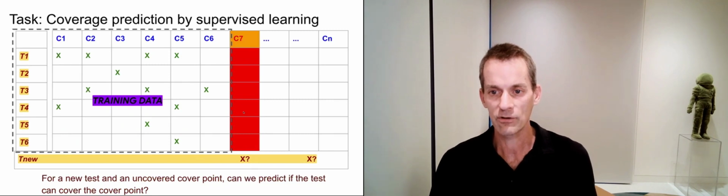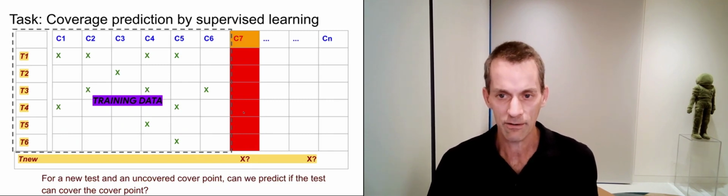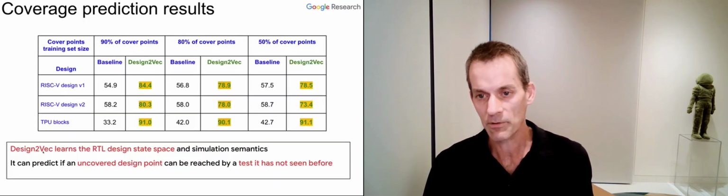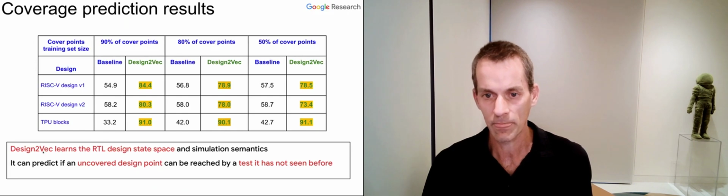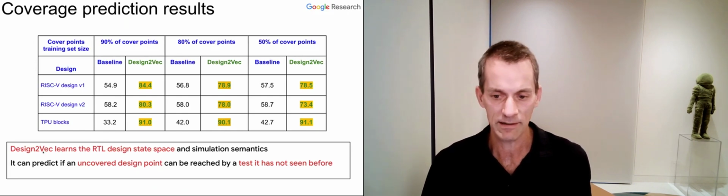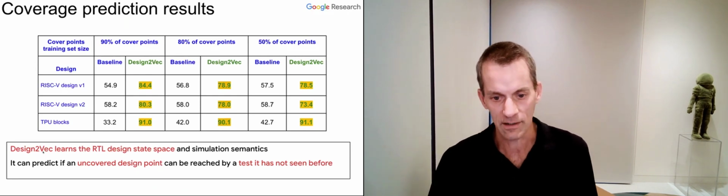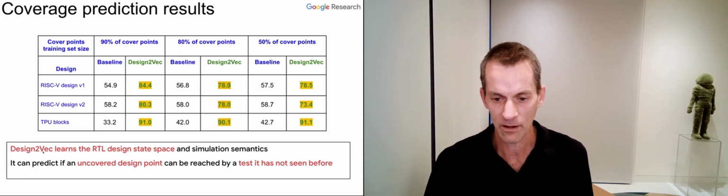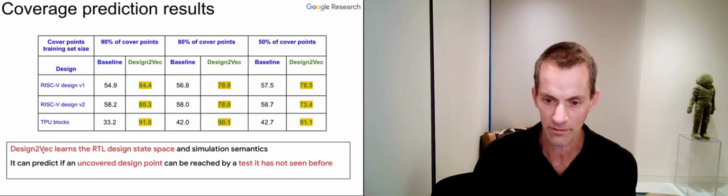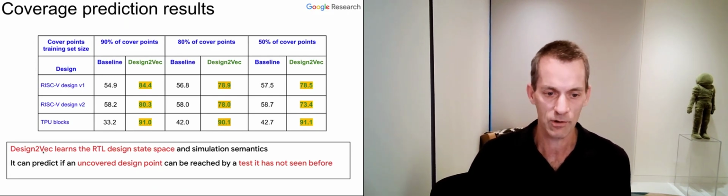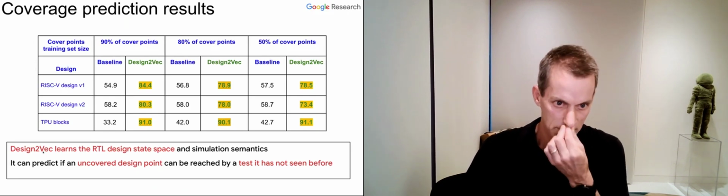So then if we have a new cover point that we want to cover, which tests might cover it already? And if we have a new test, can we predict which cover points will actually be covered by that test? And so for a new test and an uncovered cover point, we only care about uncovered cover points since the covered ones are already tested. Can we predict if the test can cover the cover point?